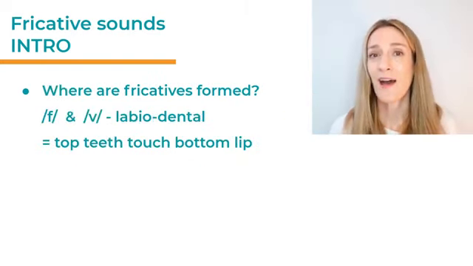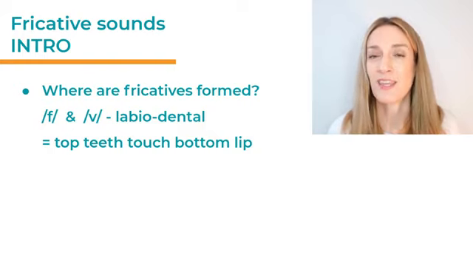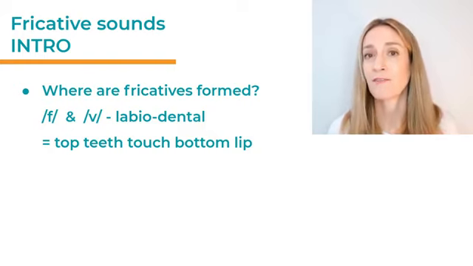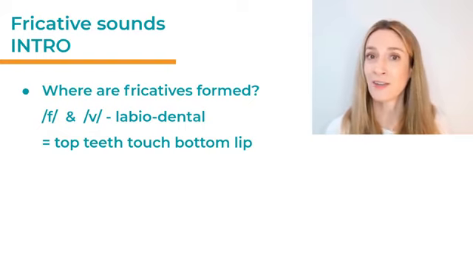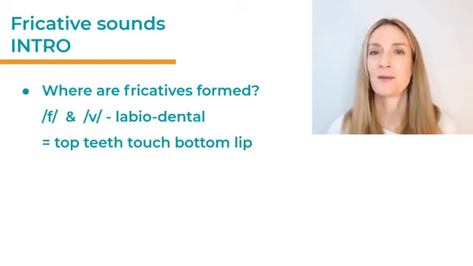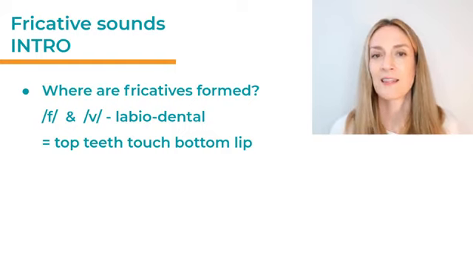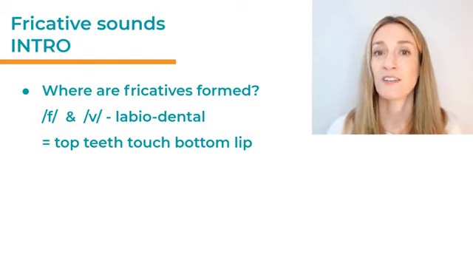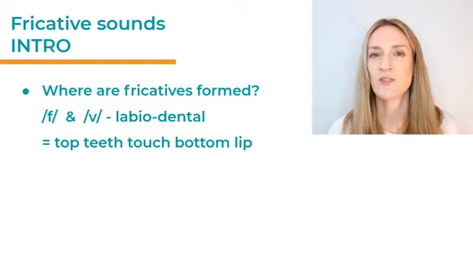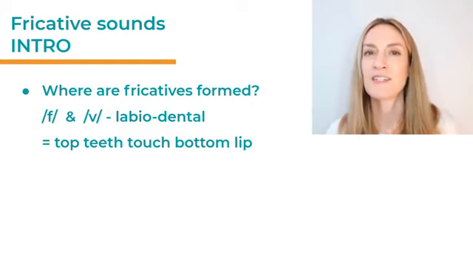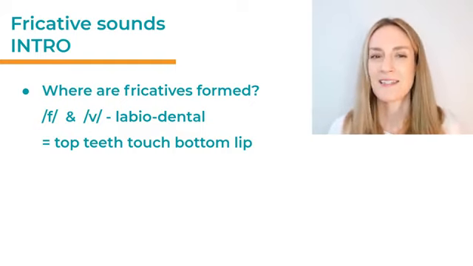So where are fricatives formed? They have different places where they're formed, and that is also why they all sound different from one another. It's not just the difference between voiced and unvoiced, the place of articulation is also different. So our first pair was f and v, and we say that those 2 sounds are labiodental.